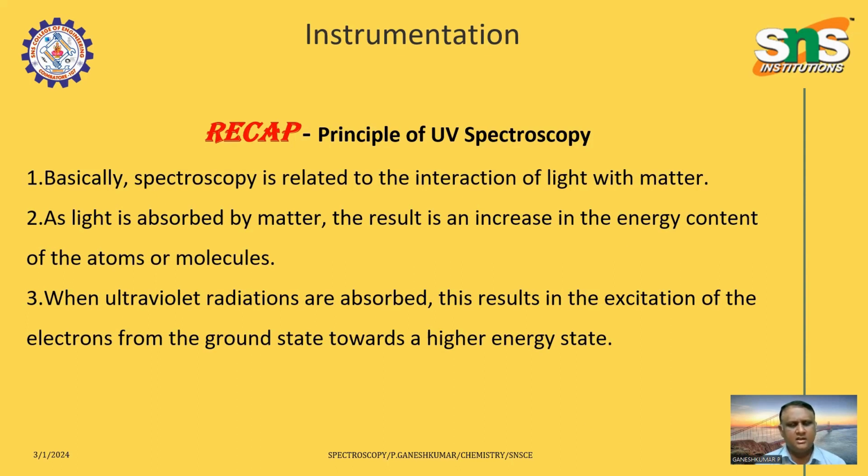So basically, spectroscopy is related to the interaction of light with matter. We saw that the electromagnetic radiation at the wavelength 200 to 400, and above 400, is called visible. So 200 to 800, when it interacts with matter, that means the chemical substance or atoms and molecules, what happens? The light is absorbed by the matter. The result is an increase in the energy content of the atoms or molecules. When the ultraviolet radiation is absorbed, this results in the excitation of the electrons from the ground state towards the higher energy state.